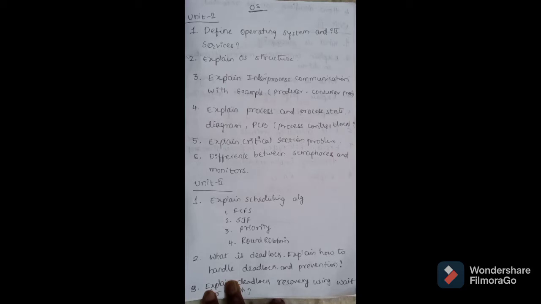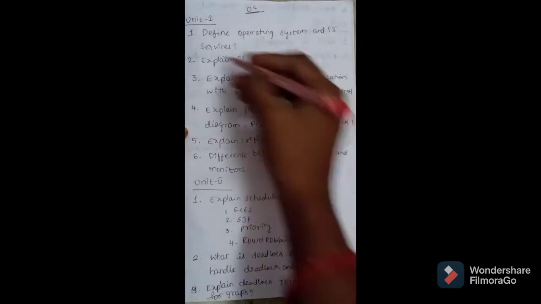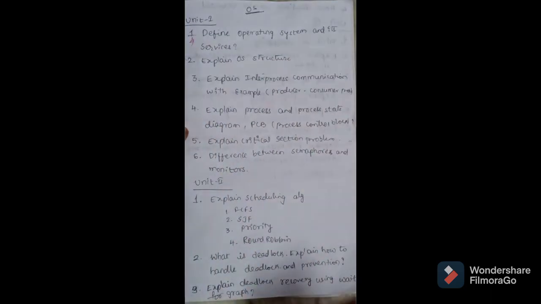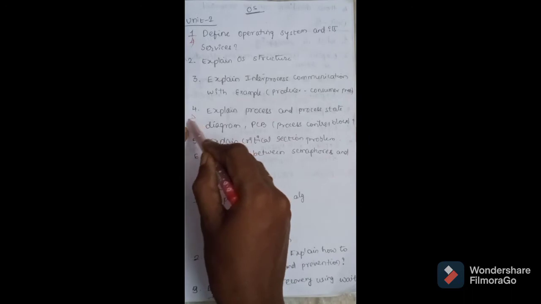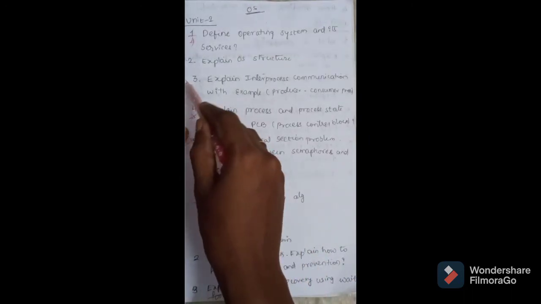Next and last, difference between semaphores and monitors. In this unit, most probably I am expecting that operating system services will come, and process control block, and the critical section problem, and the IPC. So these are the most expected questions. All are important questions only. Whoever wants to pass, just read all these question answers, then you will pass.